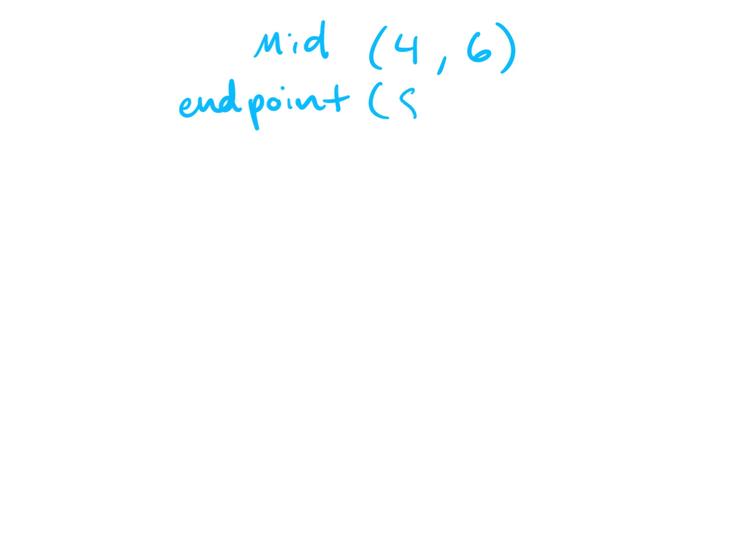I'm going to do another midpoint question. So let's say the question gives us the midpoint. So the midpoint is, we'll say, (4, 6). And it gives us the endpoint of (8, -3). And it says find the other endpoint.